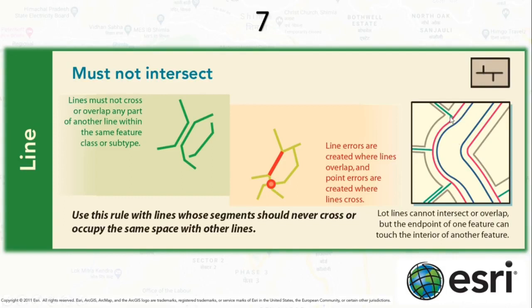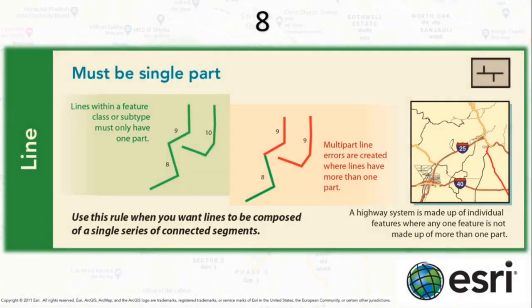Then must be single part. It requires that lines have only one part. This rule is useful where line features such as highways may not have multiple parts.